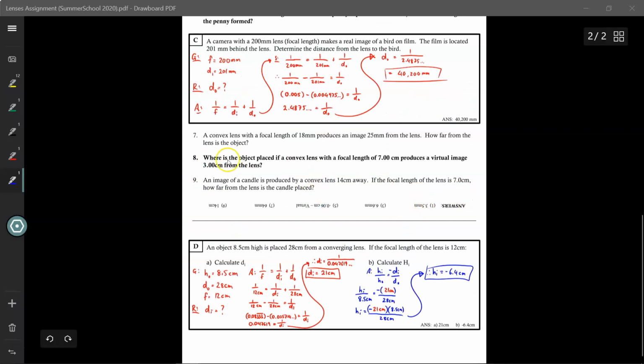Alright, so once again, only the bolded questions are to be done and submitted as an assignment. The other ones you should be doing as practice to make sure that you're on the right track.